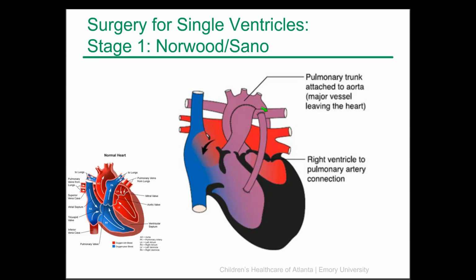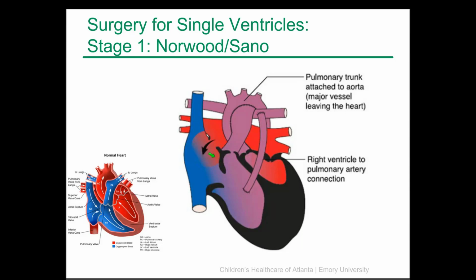So in the Sano, instead of doing a BT shunt to get blood to go from the proximal brachiocephalic to the pulmonary artery, we just make a tube to go from the right ventricle directly to the pulmonary arteries. And so we place that conduit. That involves cutting into the right ventricle and going into the pulmonary artery.